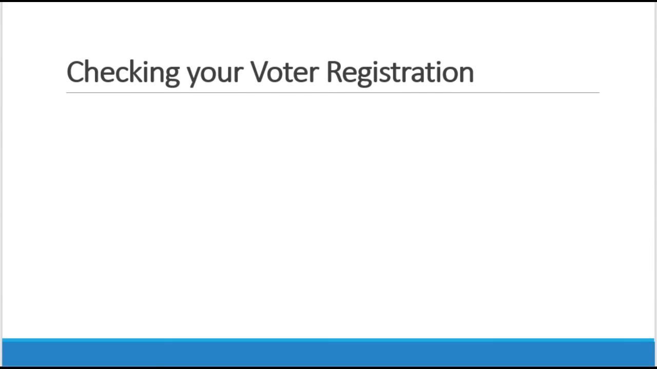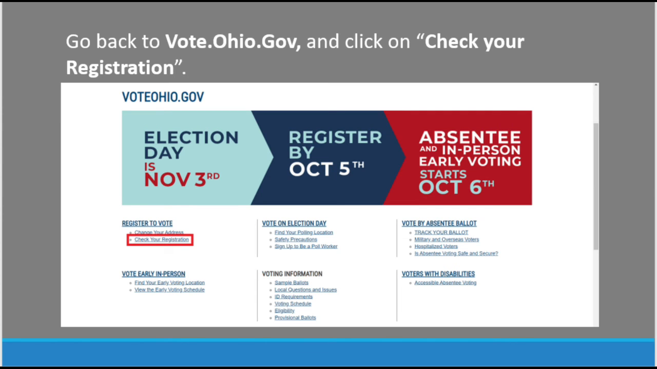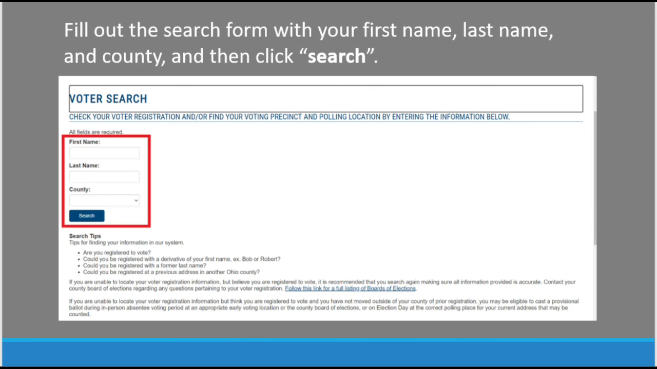Okay, so finally we are going to go over how to check your voter registration. The first thing you will need to do is come down here and click on the link Check Your Registration. Next, we are taken to this page where you will need to enter your first name, your last name, and the county you think you are registered in. Once you have entered that information, you will click Search.